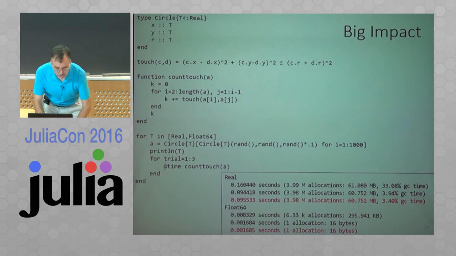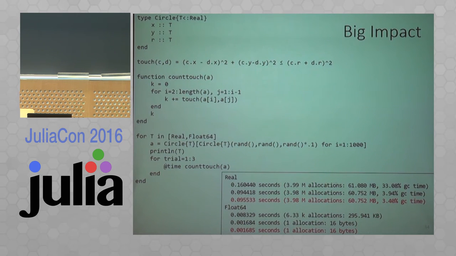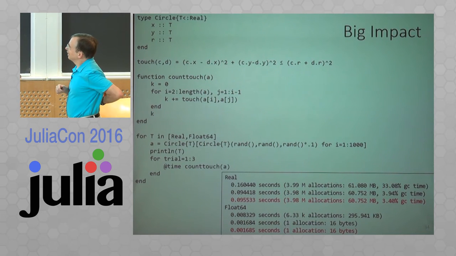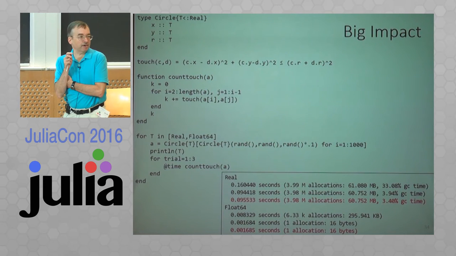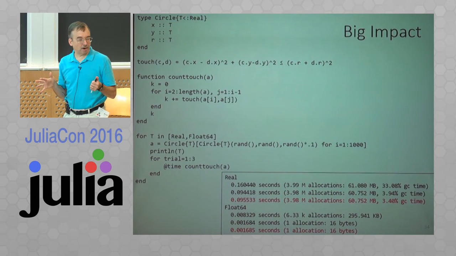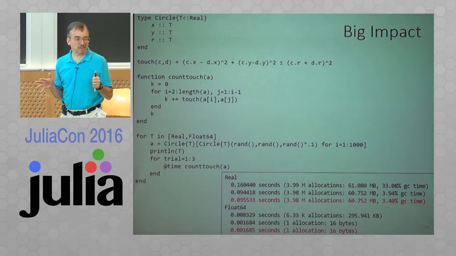You mean the type parameter, the line assignment to A, right? So if type circle was just X, Y, R, and then you just did A equals circle and you passed three rands to it, the constructor on the inner part. Yes. Then it would deduce the type there, and that'd have a circle of floats. But then the outer array, I think I still get burned.